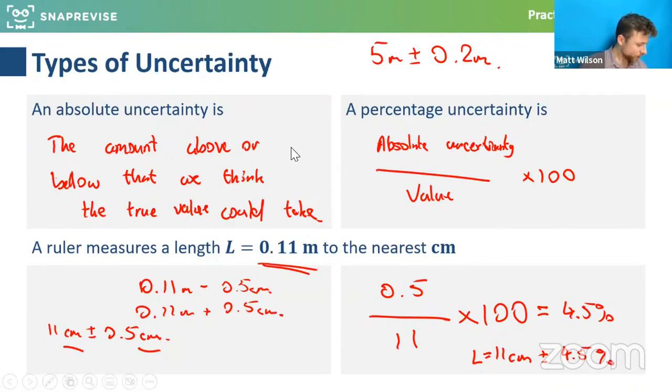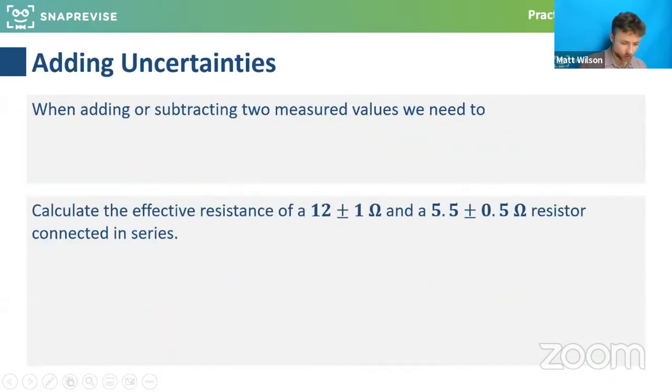Okay. So that's about the uncertainty of a single measurement, but often we have formulas that we want to use, and we'll have to combine measured values. So we'll have to add sometimes or multiply, and let's start with adding. When adding or subtracting two measured values, what do we need to do to their uncertainties? We need to add their uncertainties together.